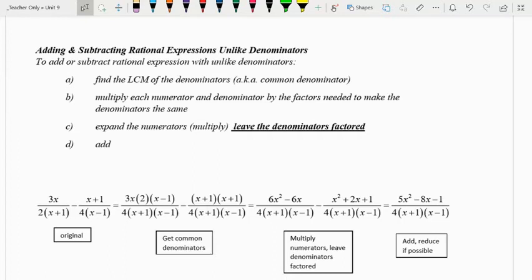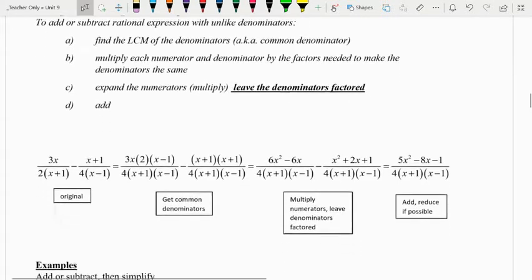We've started working with common denominators, let's get into the heart of today, okay? So we're going to add and subtract rational expressions with unlike denominators. Your first step is to find the LCM, or the common denominator. Then you're going to multiply the numerator and denominator by whatever factors they need to get there. You're going to expand the numerators or multiply them, but don't do anything to the denominators, and then add.